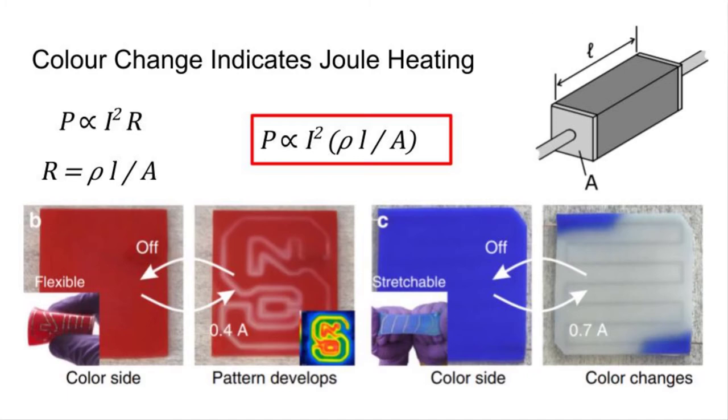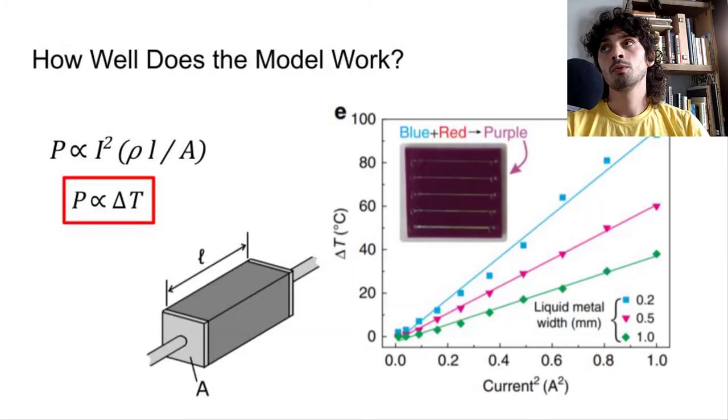Let's do some experiments. So we talked a lot about temperature change. With this joule heating, we would expect temperature change to scale with the current squared. So they run this experiment here where they make veins of different sizes and pass different amounts of current through them. And then they measure the change in temperature around these liquid metal veins. So we're changing a few things here. We're changing the width, and that's going to change the resistance.